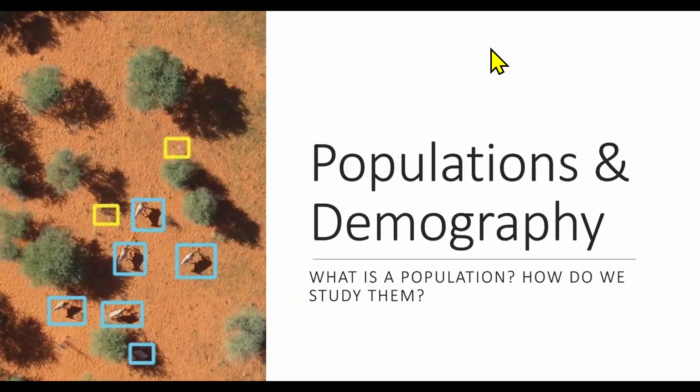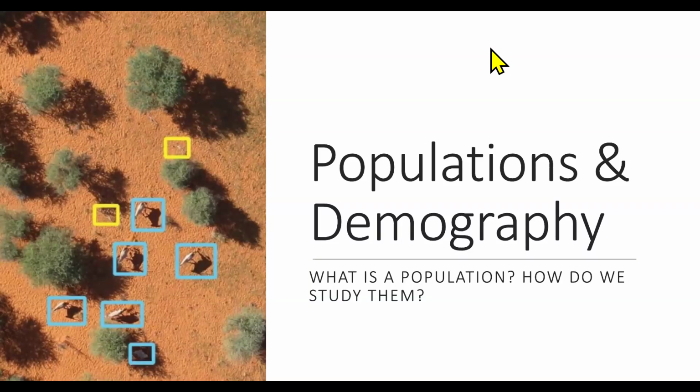I'm going to start by defining what a population is and how scientists study them, which is called demography. Quick answer to what a population is: it's a semi-isolated group of individuals of the same species. And if you're thinking, "Dr. Ripley, that doesn't help me very much," we'll come back to that in the next slide and talk about it using an example so that you'll understand what that means.